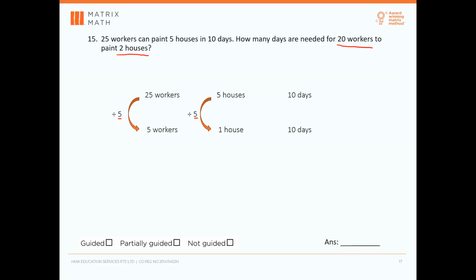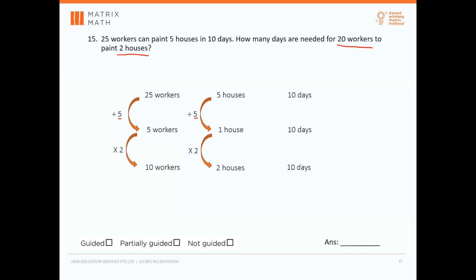Okay, so now let's go on to the next line. Remember, we were trying to work towards 2 houses, right? So the next step is definitely 2 houses. And let's keep the number of days the same again. So I have 10 days. Number of houses to make it 2, I have to times 2, right? So this time, same logic. If you have more houses to paint, then the number of workers required to do that amount of work will actually increase, right? So increase means times, so I will times 2 for this step.